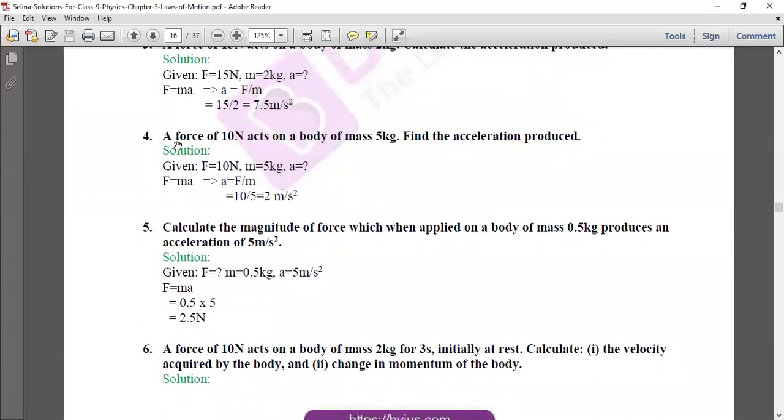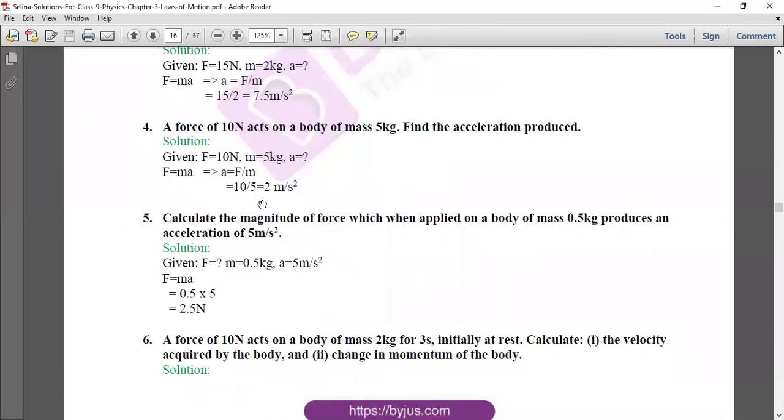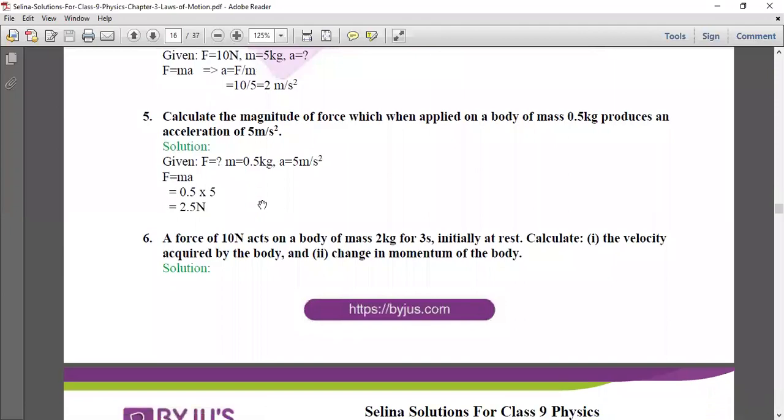Next, the fourth numerical. A force of 10 Newton acts on a body of mass 5 kg. Find the acceleration produced. So here force is given. How much is it? 10 Newton. Mass is given. How much? 5 kg. Here also we need to find the acceleration, and the formula is a is equal to F divided by m. So 10 divided by 5, we will get 2 meter per second square.